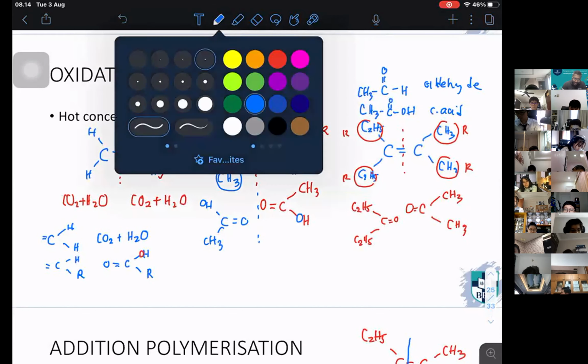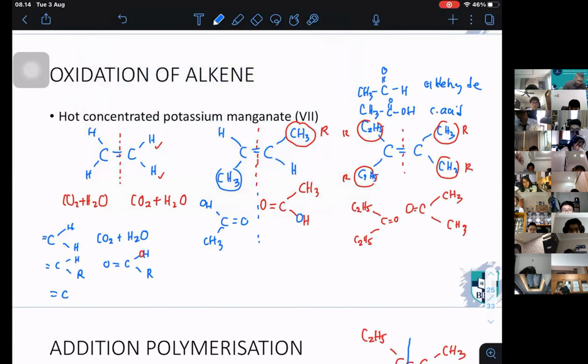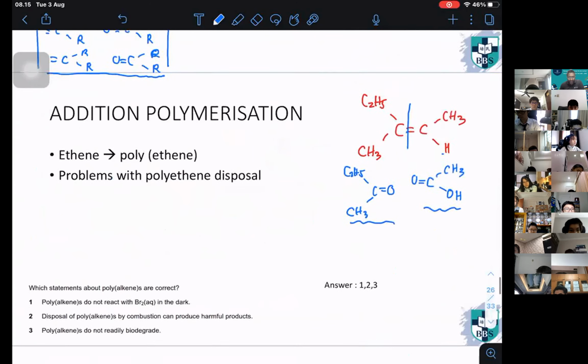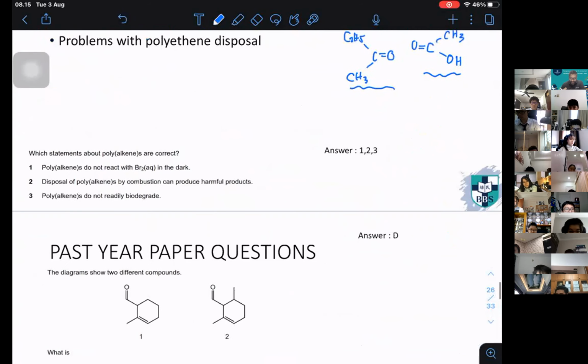And then if I have a situation where I have double bond C, R, and R, I am going to get this, R and R, keto. So this one is for short notes, and this is going to be the one that we will focus on. This is something that you need to remember. Now for addition polymerization, I already explained to you. So probably now for the 15 minutes, I'll just discuss some questions with you.